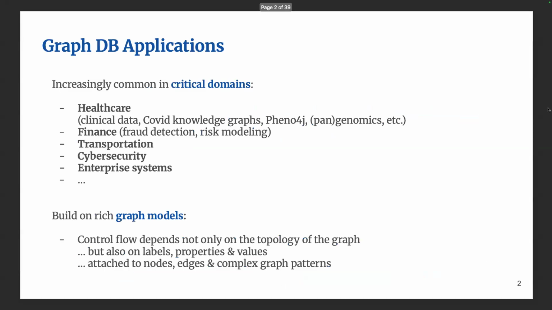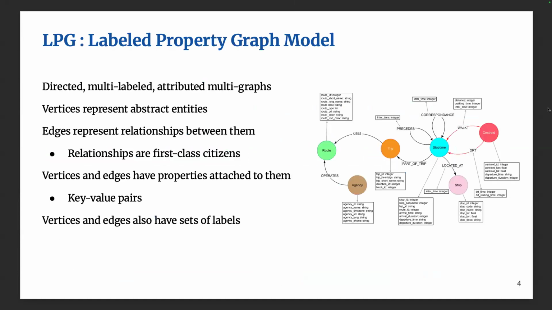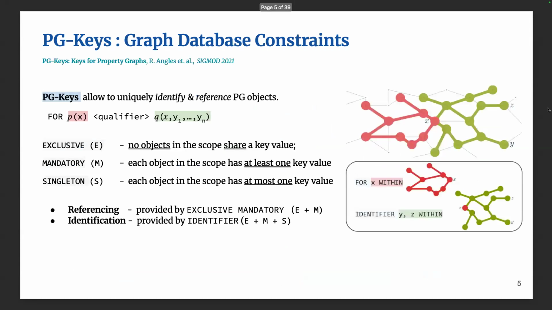So the point is there are many graph database applications, and it's kind of folklore by now that they're used in many critical domains, in healthcare, in finance, transportation, cybersecurity, and that these leverage rich graph data models, in particular, the labeled property graph model that you know, so directed attributed multigraphs that can also be multi-labeled. You see here an example.